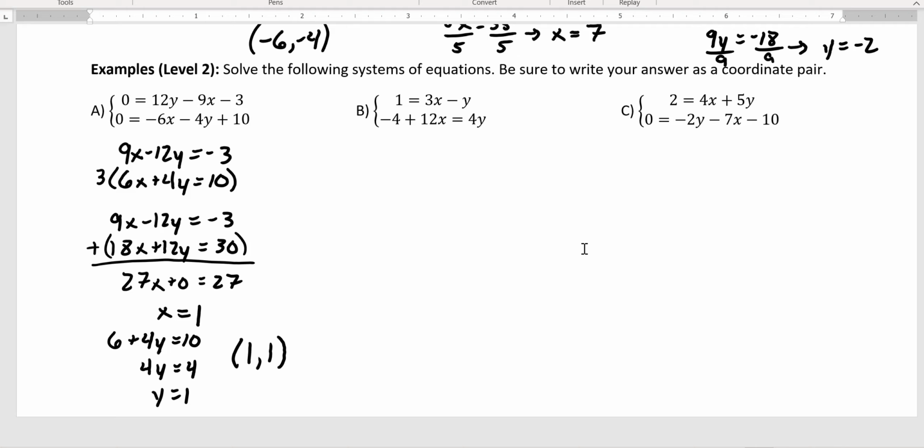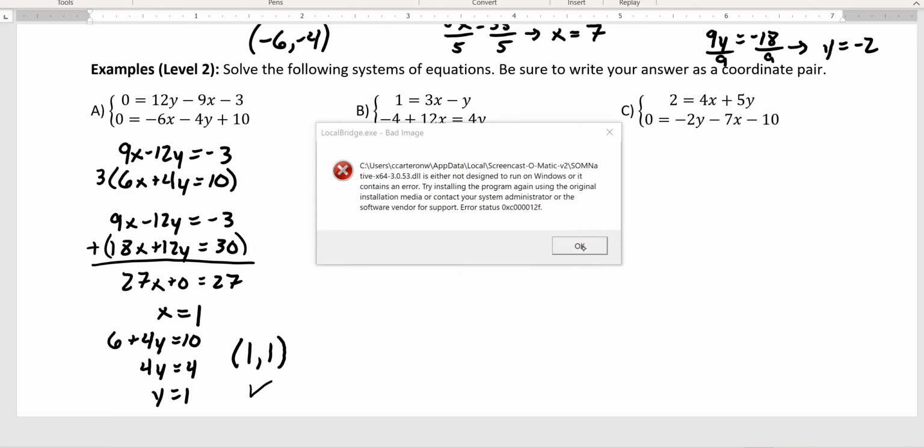Now if you're ever in doubt, you can always plug these values in to see what we get. So if I plug this into the top equation here, it'd be 12 minus 9 minus 3. Does that equal 0? Yeah, it does. 12 minus 9 is 3, 3 minus 3 is 0. If I plug it into the bottom one here, this would be negative 6 minus 4 plus 10. Does that equal 0? Well, negative 6 minus 4 is negative 10. Negative 10 plus 10 is indeed 0. So that's how I can be confident in my answer.